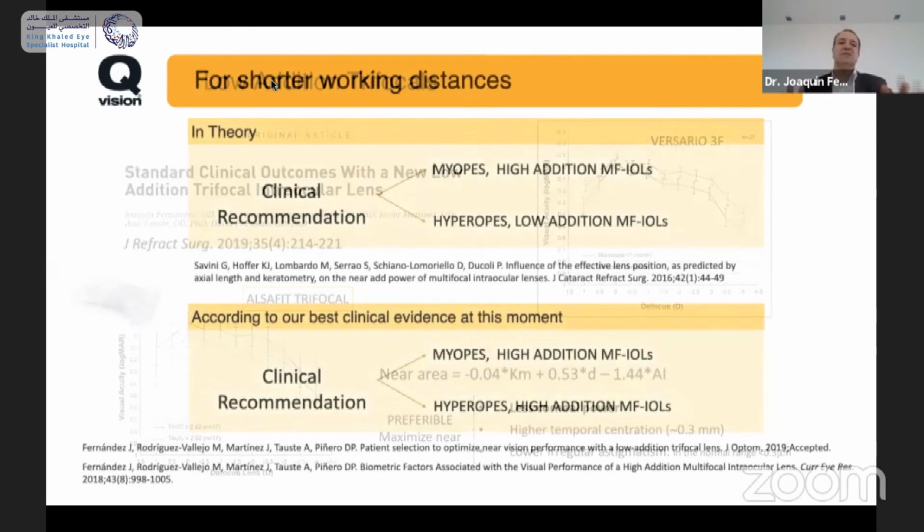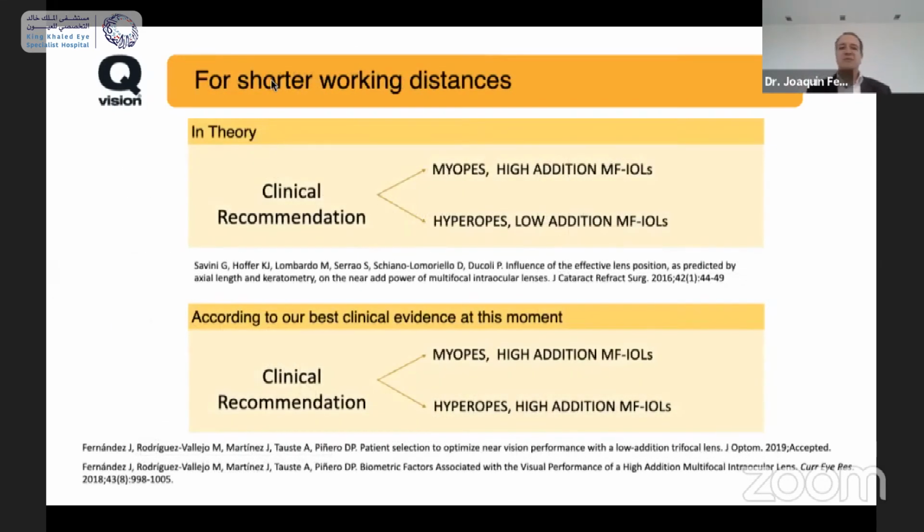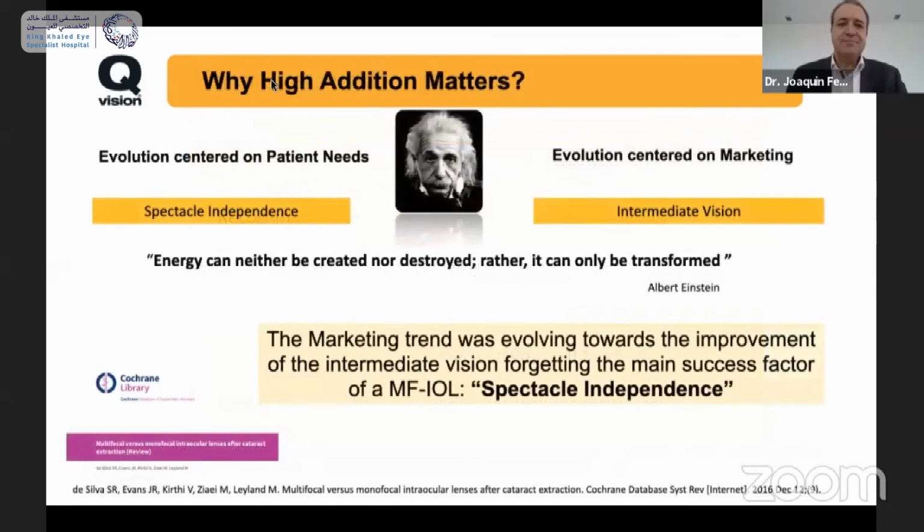So this is the reason that in theory we have a clinical recommendation, but according to the evidence at this moment, we have different recommendations. So in myopia, we need to implant high addition, but also in hyperopic patients who have high keratometry, okay? If we have a hyperopic patient with flat keratometry, we could implant low addition, but in my humble opinion, it's not usual to find this type of patient.